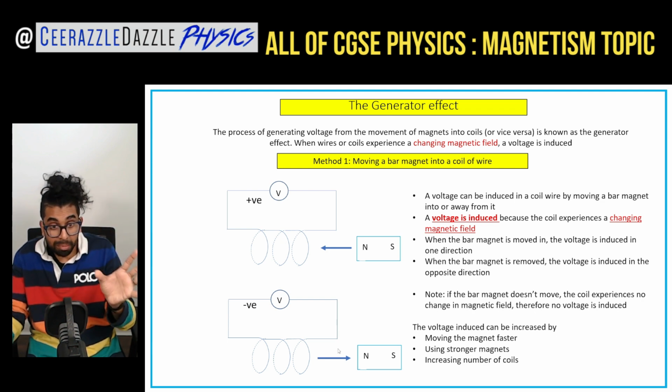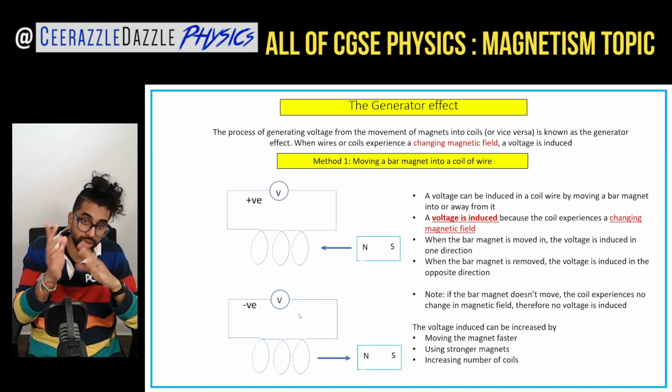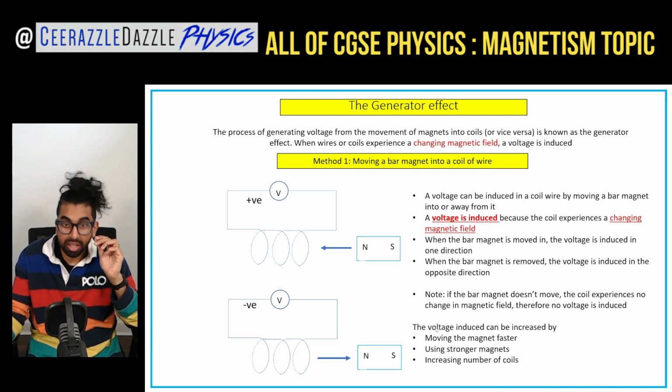As you move the bar magnet out, notice that the voltage will actually swap direction. So if you move the bar magnet in, the voltage goes one way. If you move the bar magnet out, the voltage goes the opposite way over here. So the voltage can be induced by moving the bar magnet into the coil.